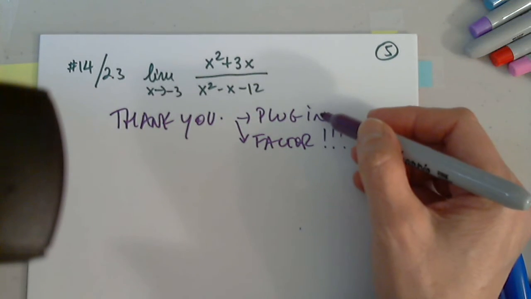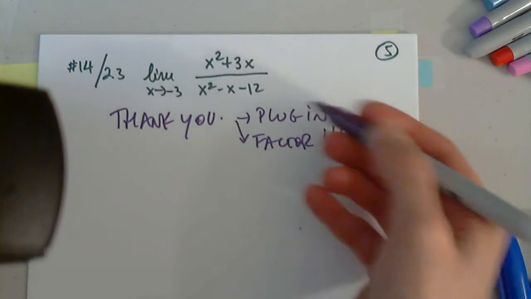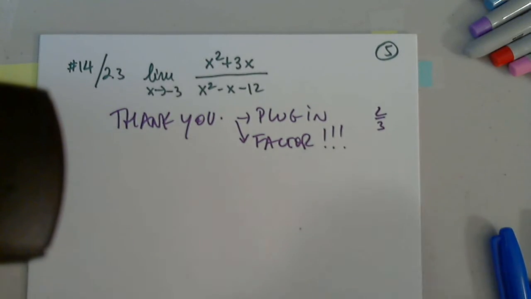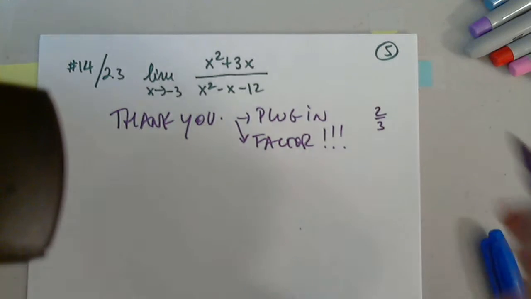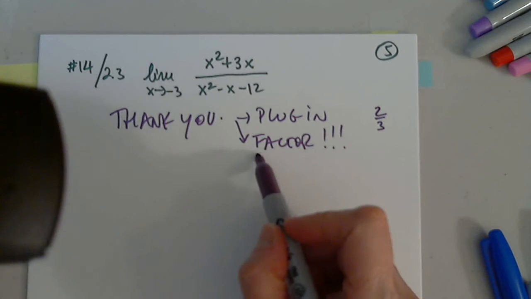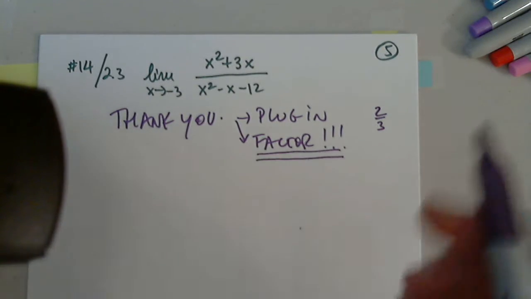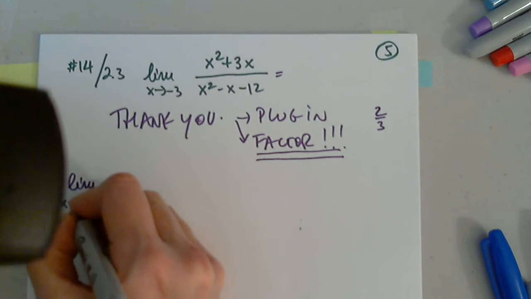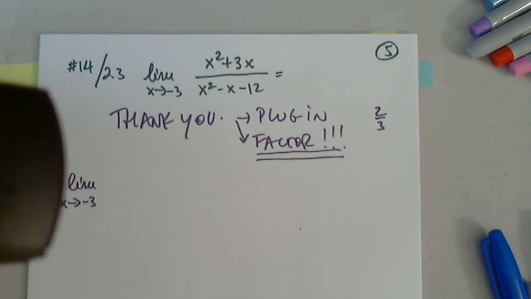I'm not against plugging it in first. Maybe you plug in and you get 2/3 and you're done. You don't have to do anything else. You don't even have to factor it. But those cases are rare. So thank you for saying that. Yes, I highly recommend immediately factoring. Okay, perfect. So limit as x approaches -3, because I need to explain or refresh your memory on something.